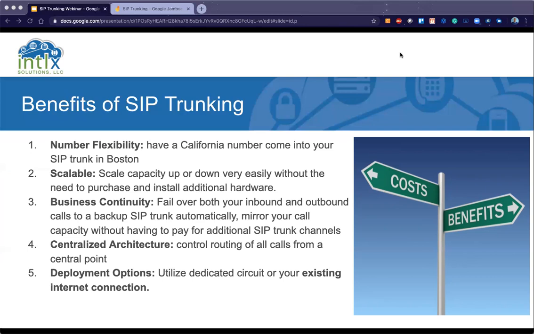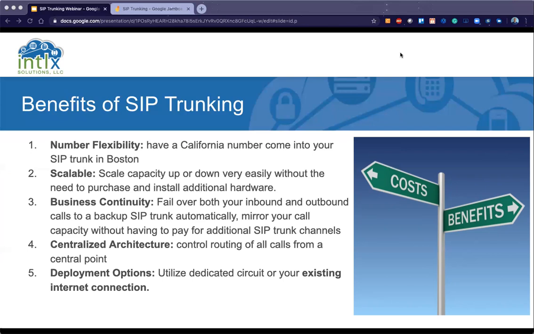Since SIP's more of a logical service, it really depends upon the carrier. Sometimes, some carriers can even get you numbers in Canada. Some carriers are international, and may require a secondary session border controller, maybe in the UK or something like that, to access those numbers. But we can open up a big avenue of flexibility for you when it comes to obtaining phone numbers for different areas.